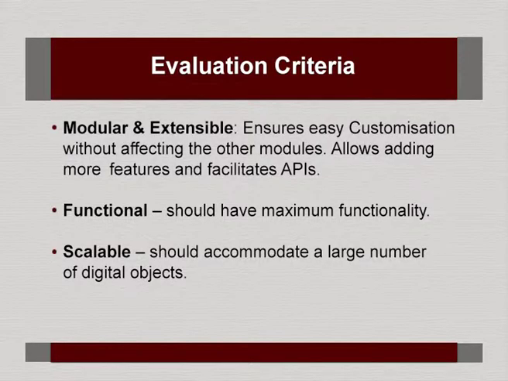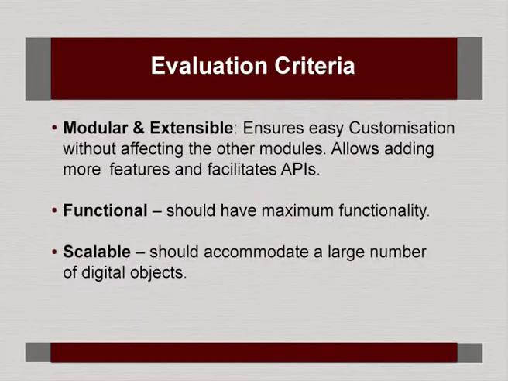If you want to allow more features, of course, this you can do only in the case of open source software, or software that facilitates application program interfaces. For example, the latest version of DSpace has a REST protocol interface. That means anybody can develop application programs using the REST protocol and can access the content of the digital library. Then functionality: it should have maximum functionality. Of course, everybody desires more and more features in a software, and normally when we develop software in academic circles, we are more worried about functionality rather than user friendliness. But in commercial ones, they have to emphasize a user friendly interface in addition to the functionality.